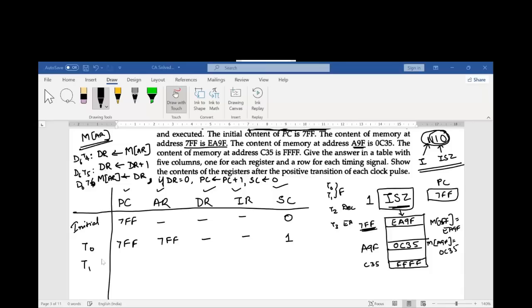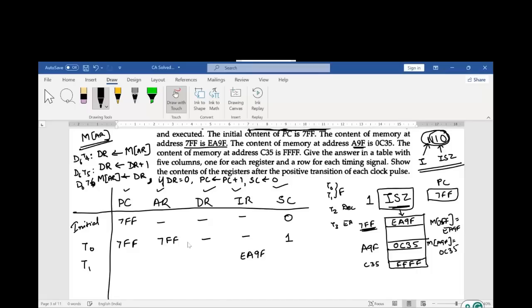At T1, yes. In the T0 timing signal, the content of PC is transferred to AR. Then in T1, M of AR is transferred to IR. So what is M of AR over here? AR is 7FF. So what do I have at location 7FF? EA9F. So where is it transferred to? It is transferred to IR. So EA9F is transferred to IR.